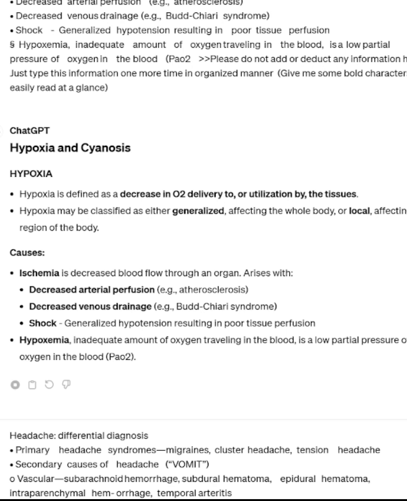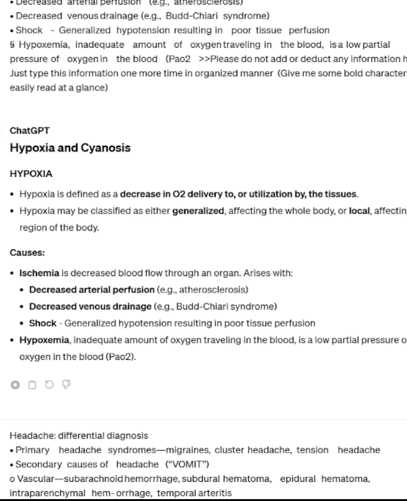Hypoxia and cyanosis. Hypoxia. Hypoxia is defined as a decrease in O2 delivery to or utilization by the tissues. Hypoxia may be classified as either generalized, affecting the whole body, or local, affecting a region of the body.